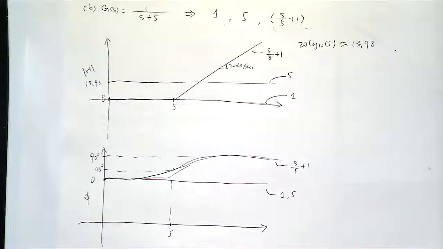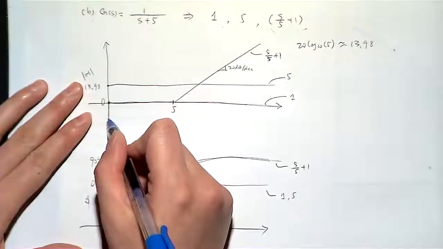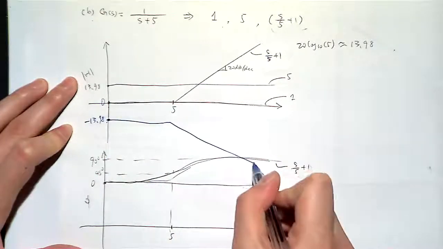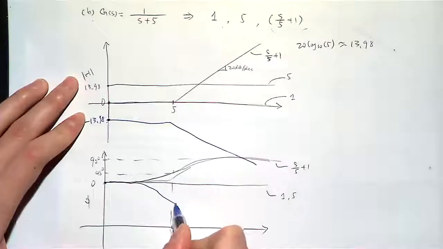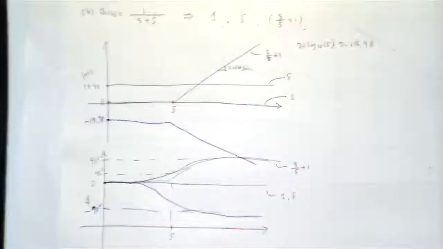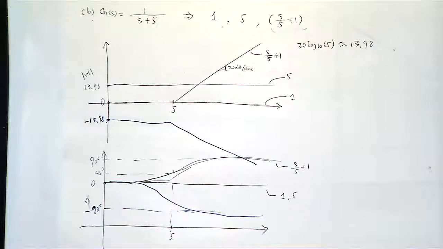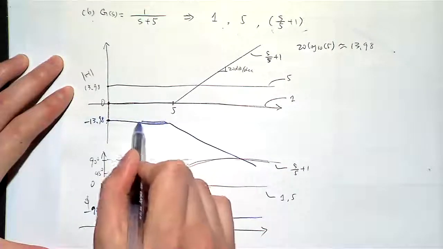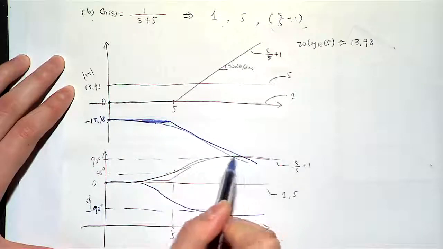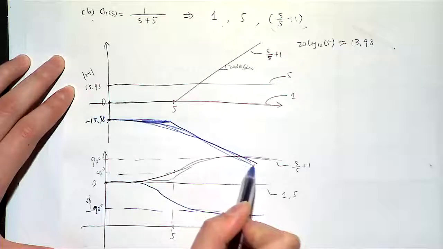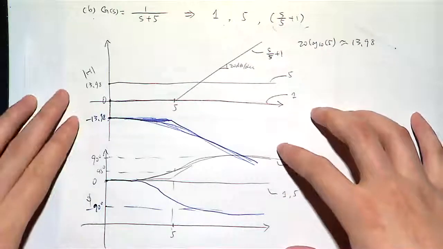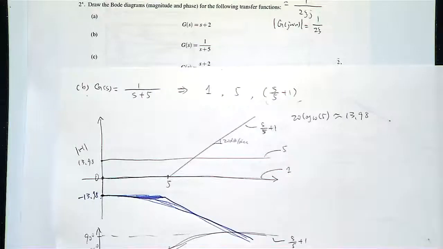So now you combine them together. You get, this is negative 13.98. Now this, you have, this is negative 19 degrees. Right? There's no peak here, this is straight. And in reality, you get something like this. Sorry for that. So this is the plot for 1 on s plus 5, right?